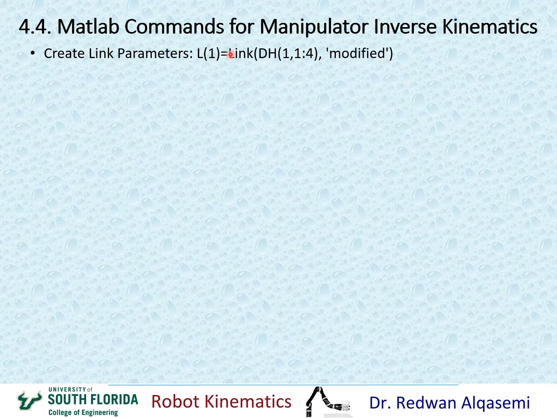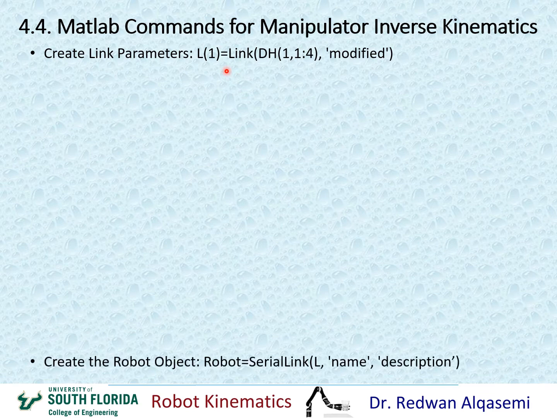Okay, so we repeat this Link command. We call the variable for this link L1. And then we repeat this for each link we have. If we have 3 links, then we have L1, L2 and L3, and so forth if we have more links or fewer. All right, so that's the first command that I want to talk about.